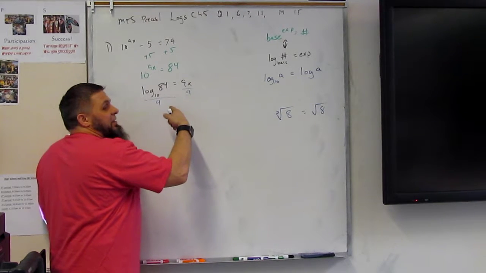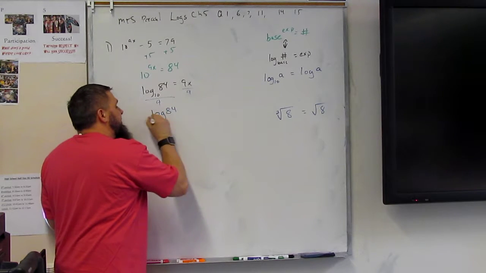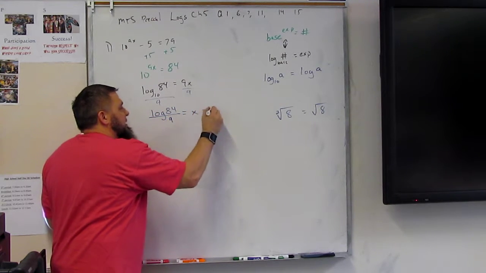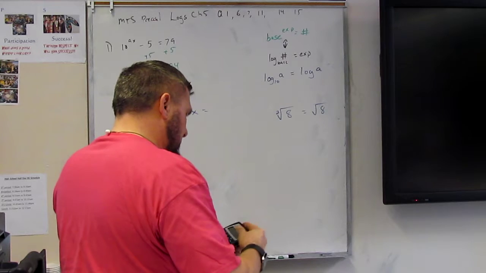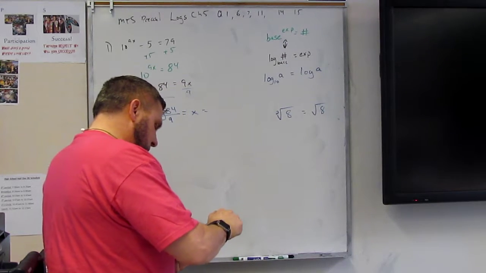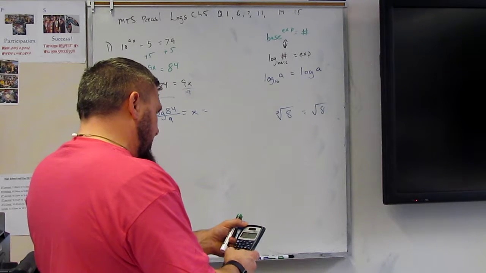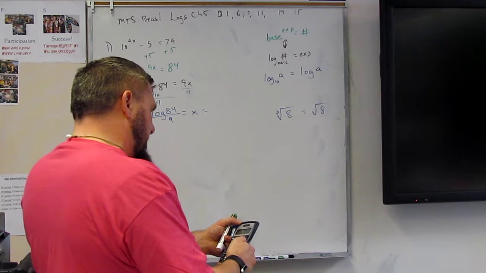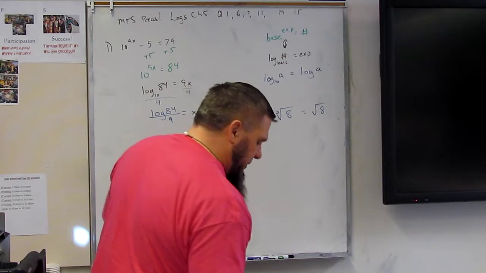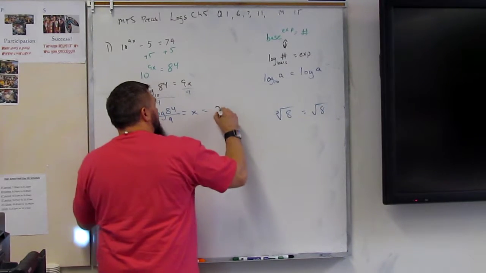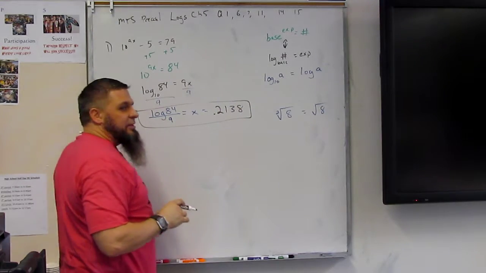Now, I need to just calculate it out. So, log of 84 divided by 9 is equal to x. And then I plug it in my calculator. Log 84 divided by 9, 0.2138. So I want both of these in your answer.